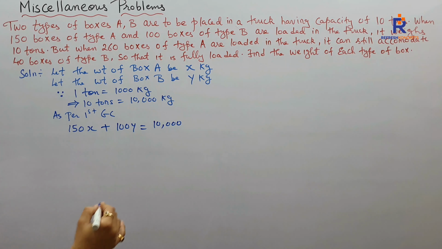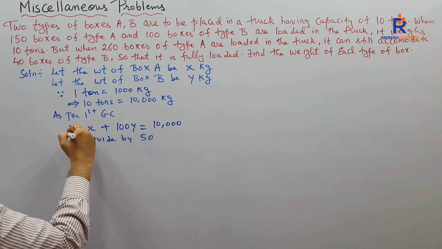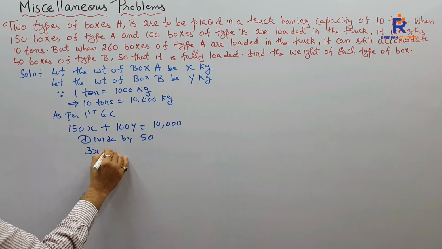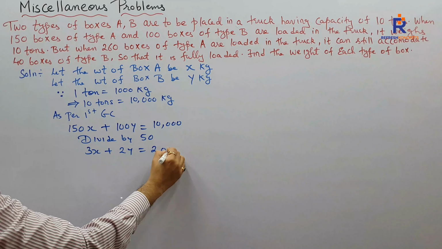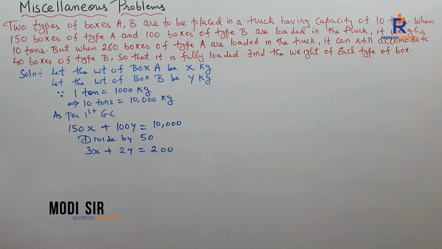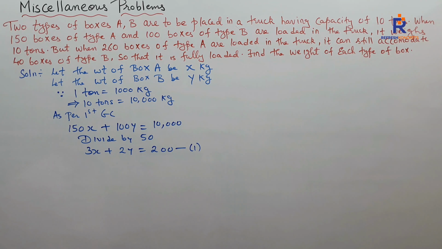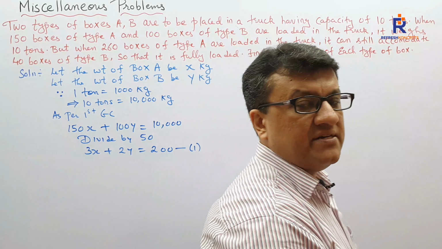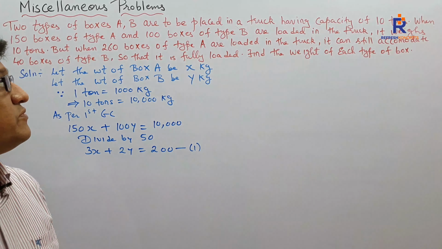Very simple. Divide by 50. When I divide this by 50, I shall get 3x plus 2y is equals to, when I divide 10,000 by 50, this is 200. This is my equation number 1. I hope my children have understood how we have framed equation number 1. Now we move on to the next one. What is the next one trying to say?